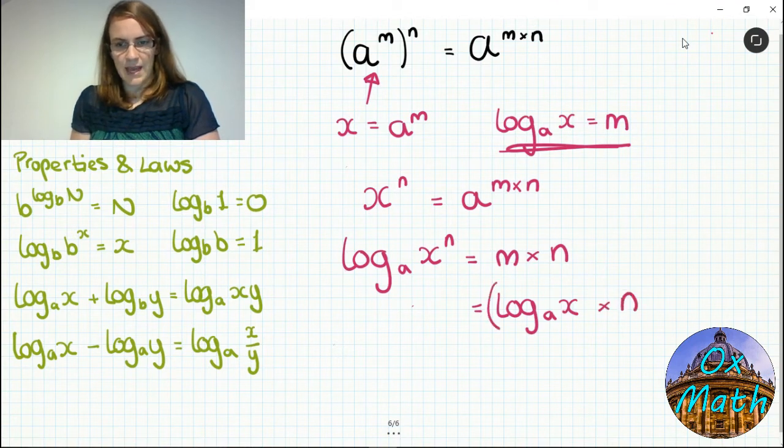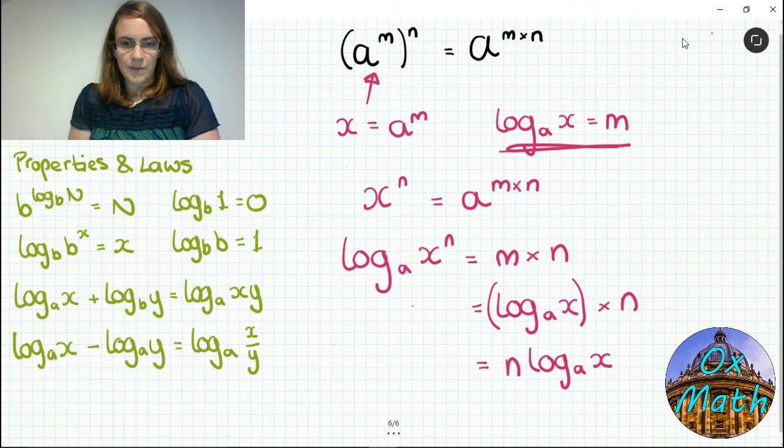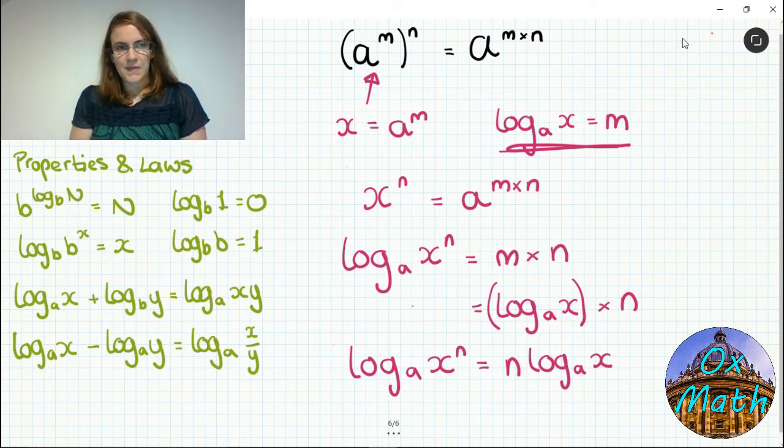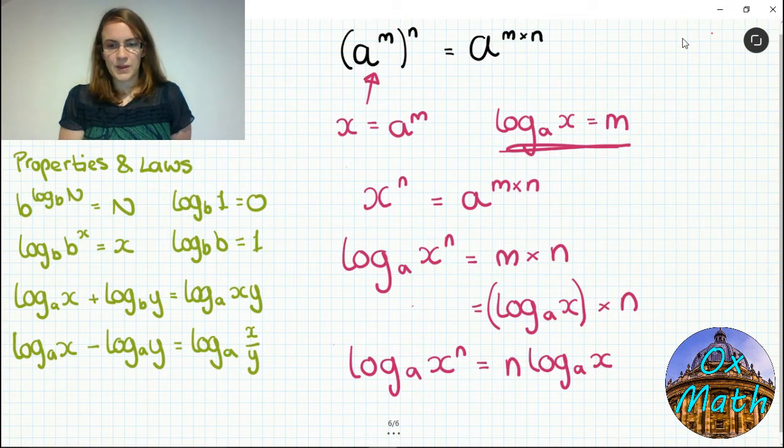Now remember that means n times the whole of log a of x, which is easier to write as n log a of x. So if we compare that to the left hand side of our equation, log a of x to the power n, that is the same thing as n log a of x. So the only difference between these two sides of the equation is where the n is. So if you have the log of x to a power, that's the same thing as the power times log of x.